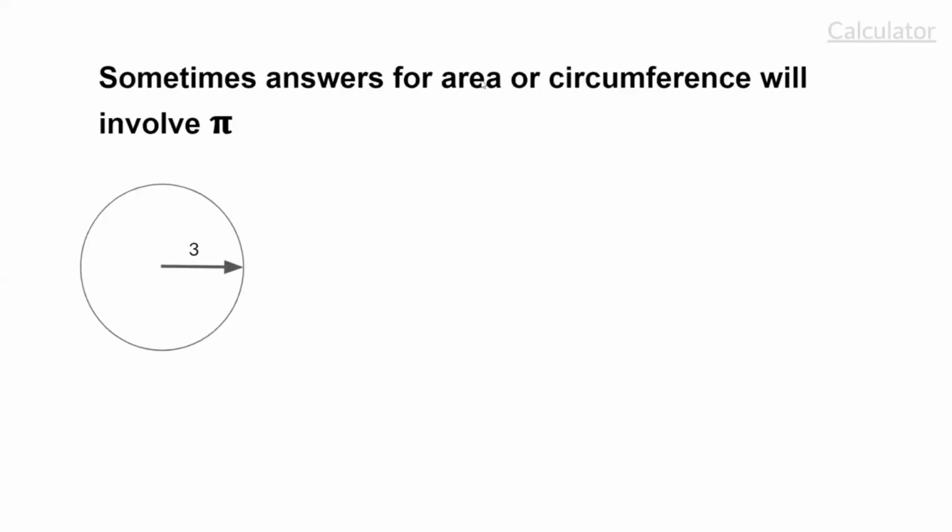Sometimes the answers for area or circumference will involve pi. I mentioned that a moment ago. So here we have a circle. It has a radius of 3. We know that's the radius because this arrow shows only half of the width of the circle. So the circumference for this circle would be 2 times pi times our radius, or 2 times pi times 3. And if you use your pi button in the calculator, that's going to give you an answer of 6 pi.